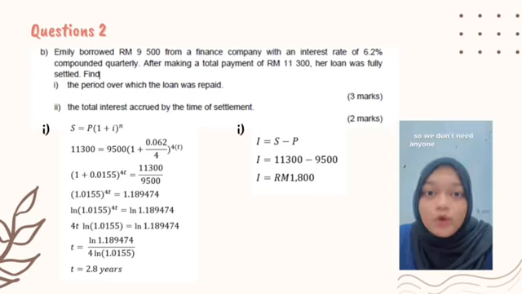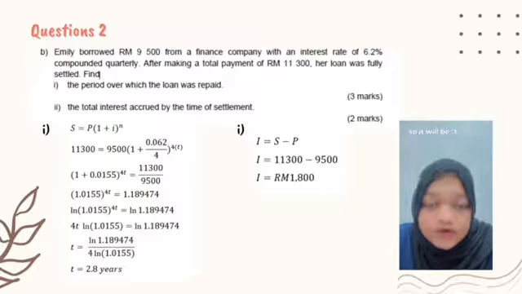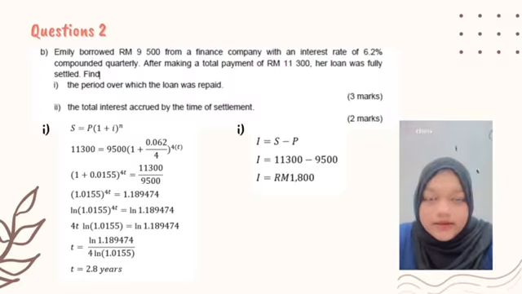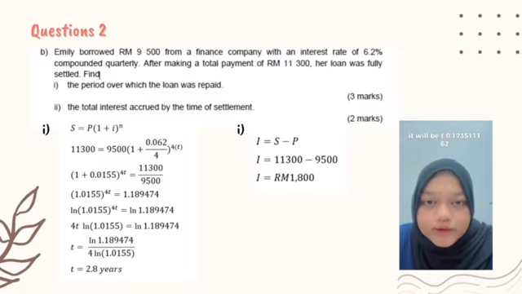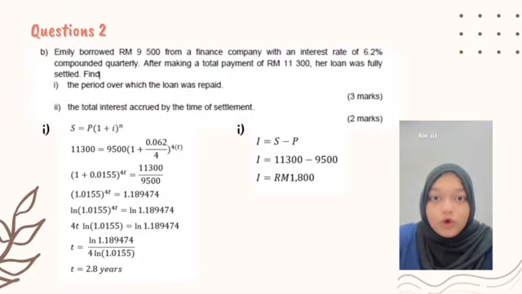We need to know the t, right? So we don't need anyone to bother t. We need t to be in front and the other one at the back. So t equals ln 1.189474 per 40 ln(1.0155). Then t equals 0.173511162 per 0.0615244408, and the answer will be 2.8 years.